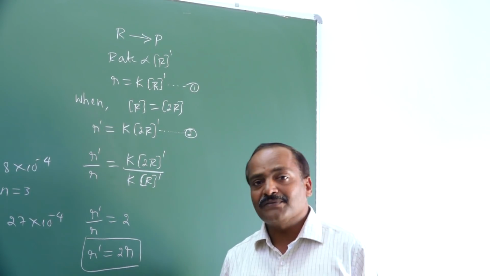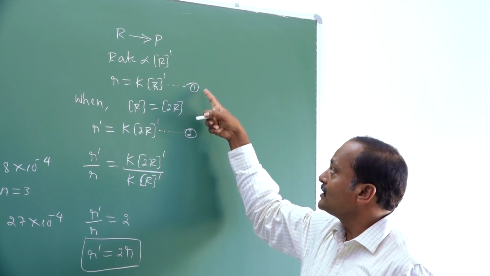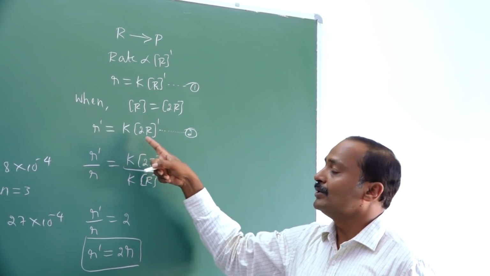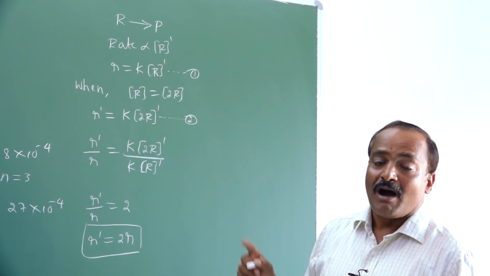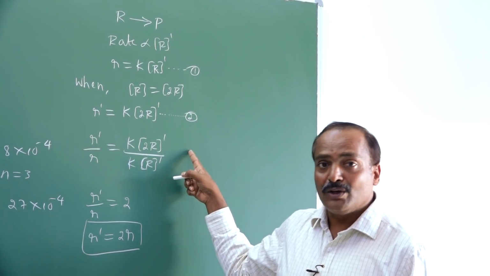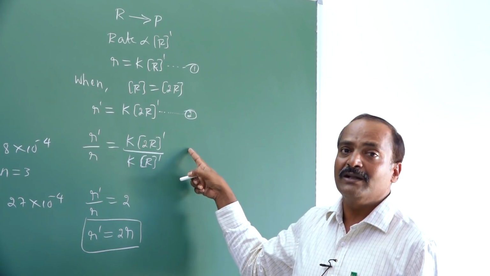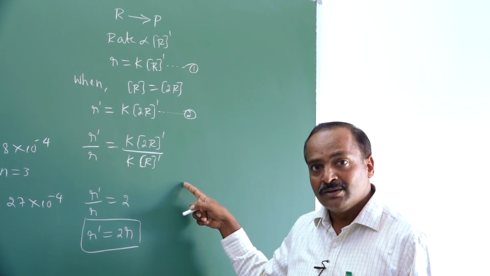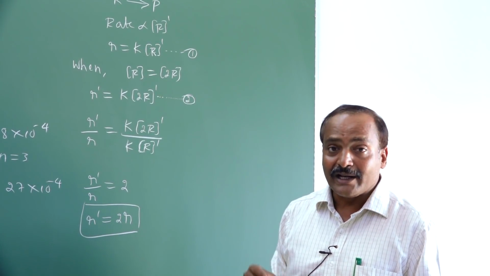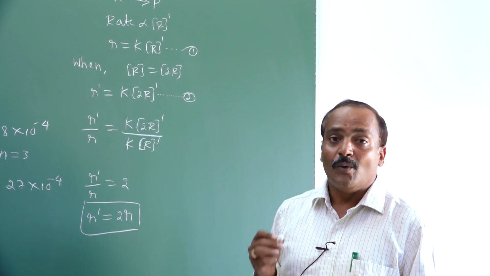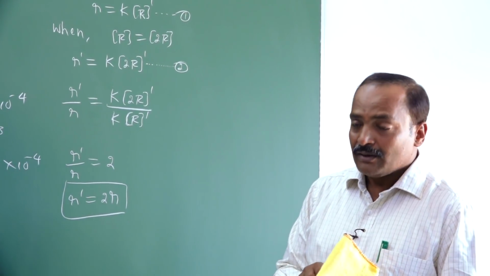When the concentration of the reactant is doubled, then R becomes 2R. Then equation 1 becomes R dash is equal to K into 2R power 1. Equation 2 divided by equation 1: R dash by R is equal to K into 2R power 1 divided by K into R power 1. R dash by R is equal to 2, R dash is equal to 2R. Hence, the rate of a first order reaction doubles when the concentration of the reactant is doubled. Okay.